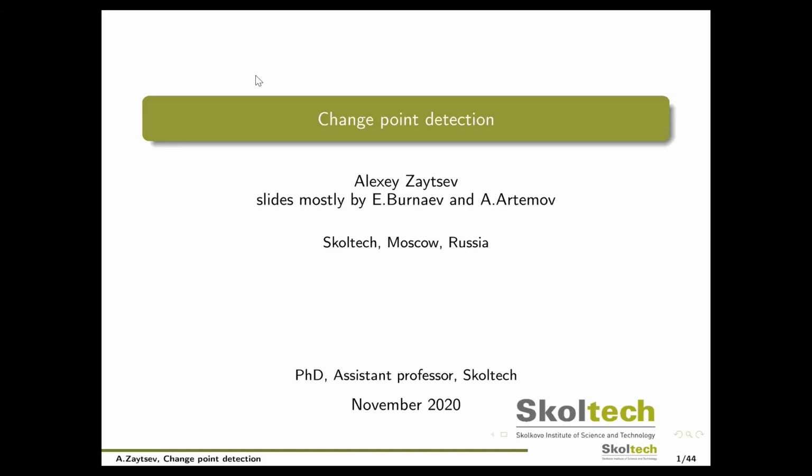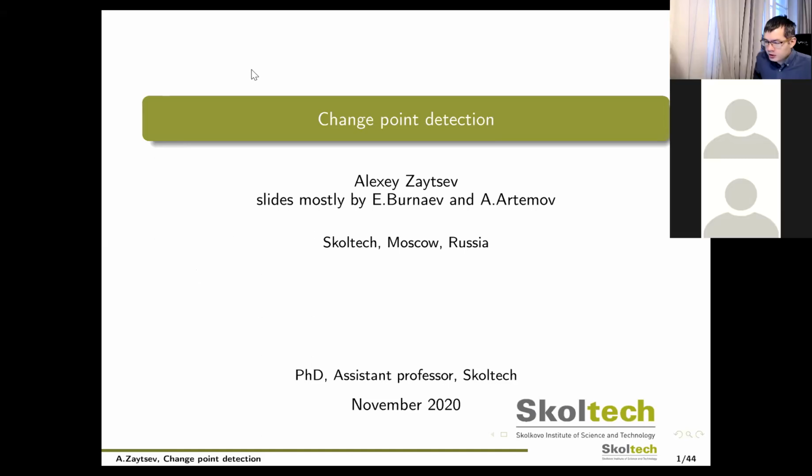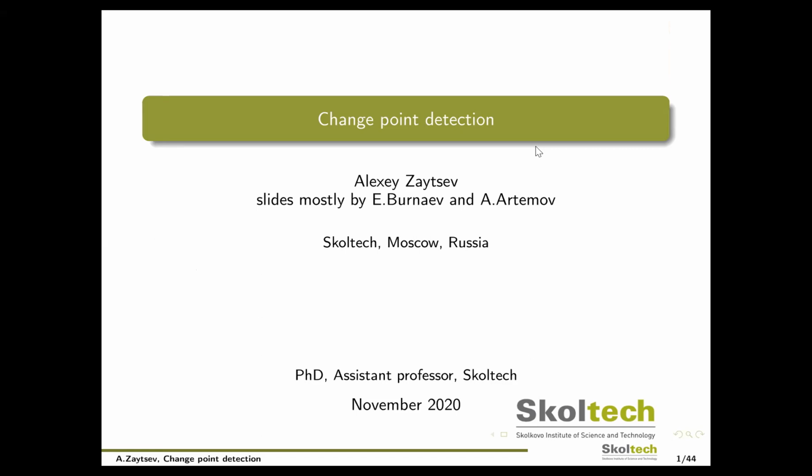Hi everyone, good morning. Today we will talk about an important topic in sequential data processing, change point detection. It's about how you can detect a change of distribution or model if you observe a sequence and you expect that at some point the distribution of data in the sequence will be different.